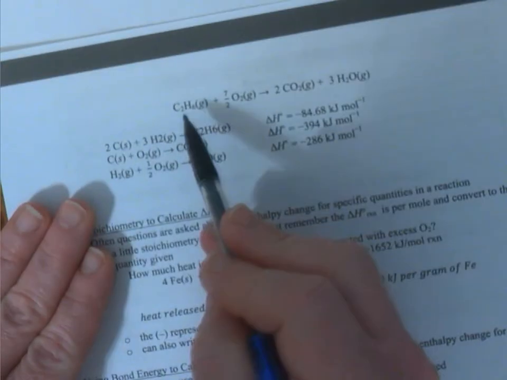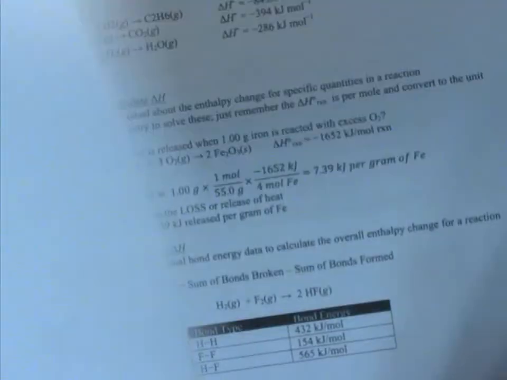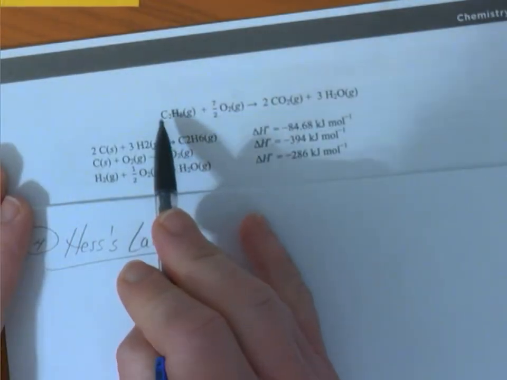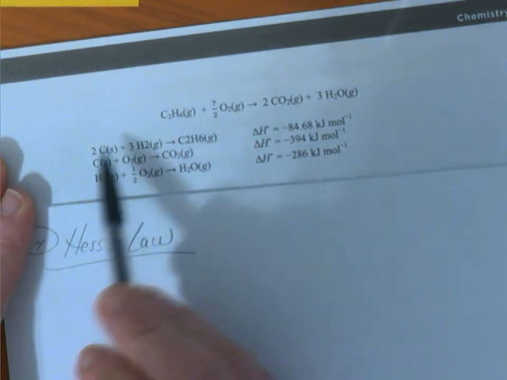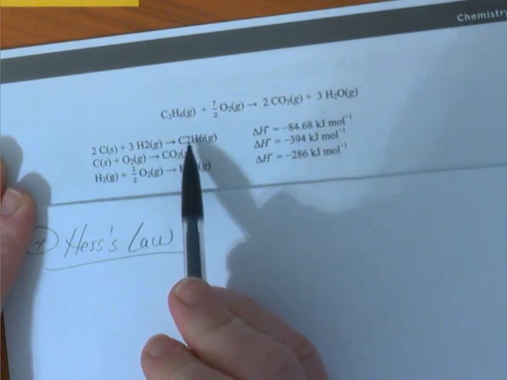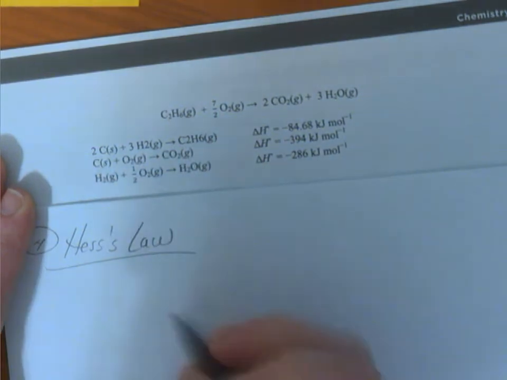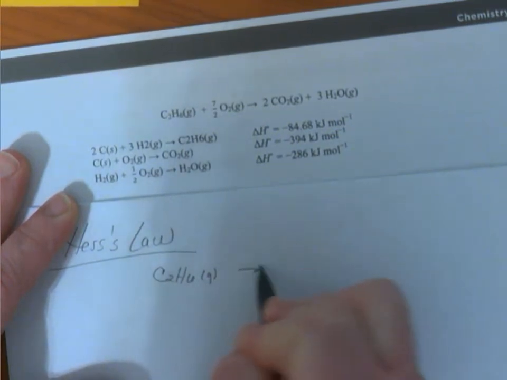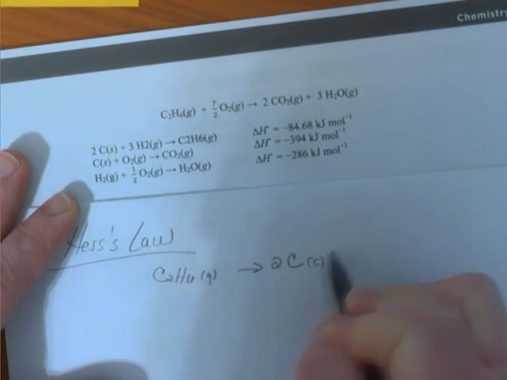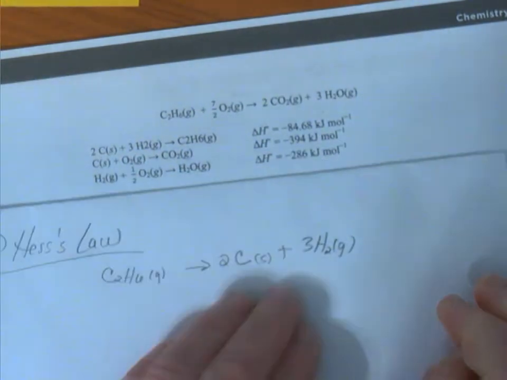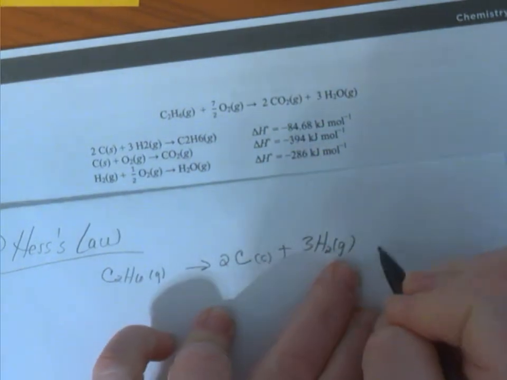I would use the overall reaction as my director. And if I see I need 1 mole of C2H6 gas, this equation gives me 1 mole of C2H6 gas, but it's as a product. So I need to make this a reactant. I need to flip this equation. So C2H6 to make 2C solid plus 3H2 gas. And when I flip an equation, what was exothermic will then be endothermic.